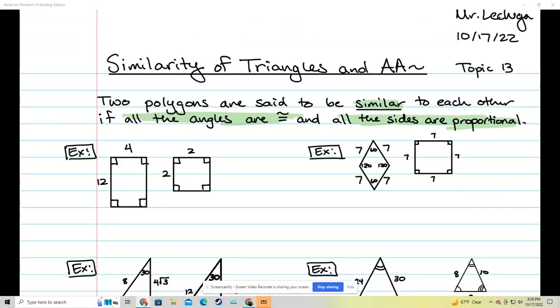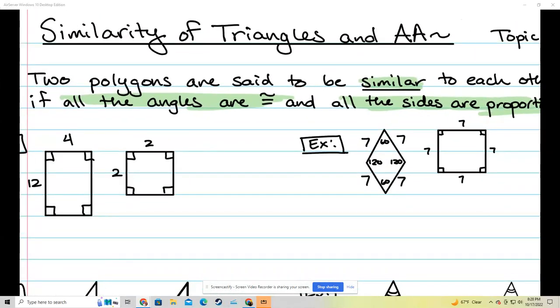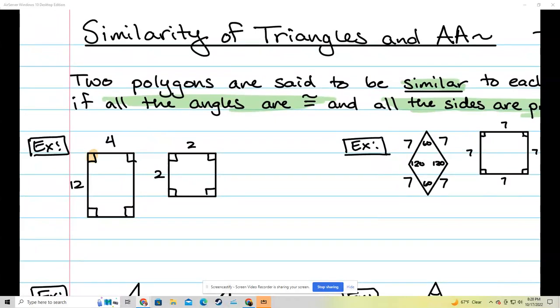First, I'm going to check if the angles are congruent. Then I'm going to check if the sides are proportional. So I'm going to go ahead and focus in on the angles first. I'm going to see if the angles are congruent. Well, this 90 and this 90 are the same, so they are congruent. This 90 and this 90 are the same, so they're congruent. Same thing with these two 90s and with these two 90s. So as far as the angles being congruent, that's going to be good. So far, we're okay in the definition of similarity.